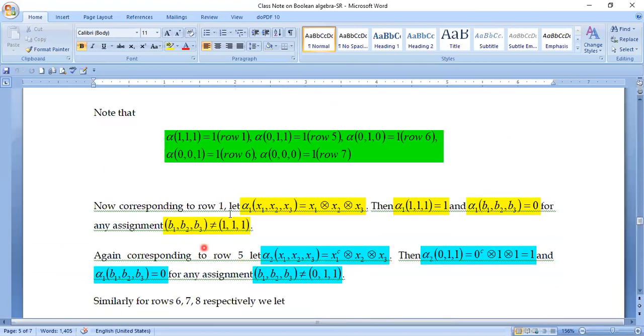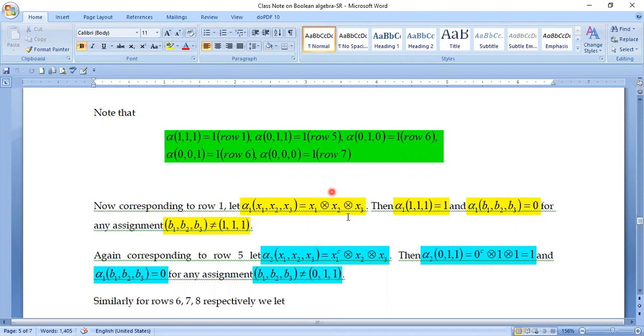Now, corresponding to row 1, what can we analyze? We are analyzing that corresponding to row 1, we can devise one Boolean expression of the form x1, x2, x3, their product. Why? Because we are defining it. If I define alpha 1, it only corresponds to row 1.